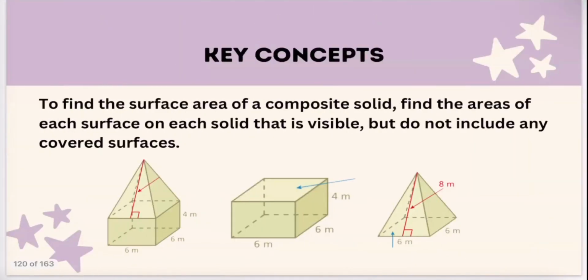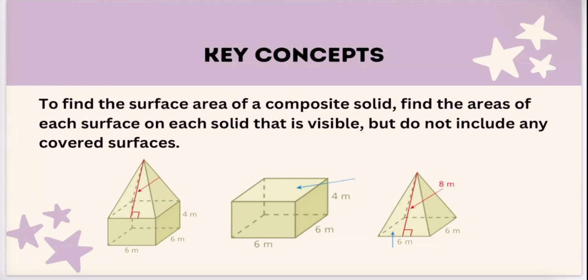So let's dive in. In general, to find the surface area of a composite solid, we need to find the areas of each surface on each solid that is visible, but not include any covered surfaces. For example, this composite figure right here is made up of this square-based pyramid and this rectangular prism. Now, if we were asked to calculate these separately, we would calculate for this one and then we'd calculate for this one, right? We'd calculate both of them separately and include every surface.